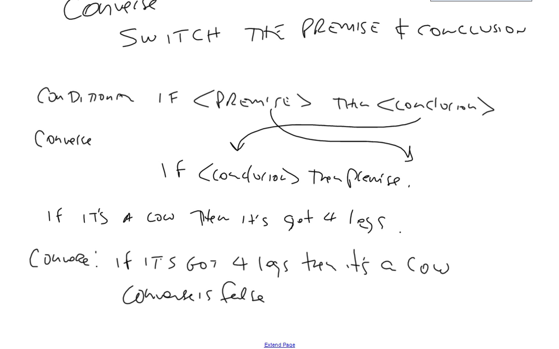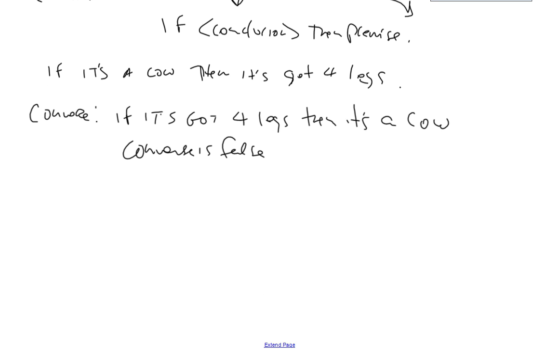Let's take another example where the converse is true. If 2 lines are parallel, then they never intersect. Right? If you have 2 lines that are parallel, then they never intersect. The converse is, if 2 lines never intersect, then they are parallel. And we know that that must be true because that is the definition of parallel lines, 2 lines that never intersect.